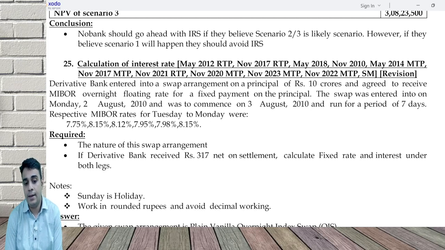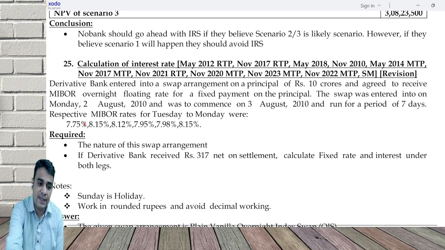A derivative bank entered into a swap arrangement on a principal of 10 crore, agreed to receive floating rate. So I will receive floating rate and pay fixed rate. The swap was entered on August 2, commences on August 3, and runs for a period of 7 days, Tuesday to Monday. In that, they have given 6 rates. Why 6 rates? Because Sunday is a holiday.